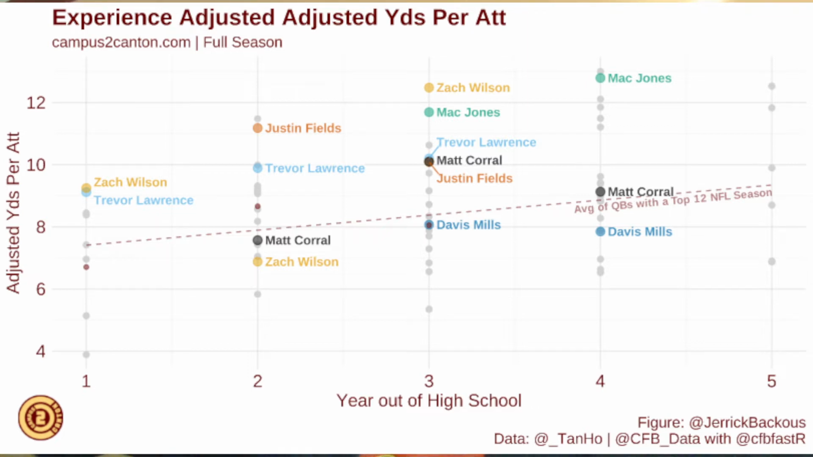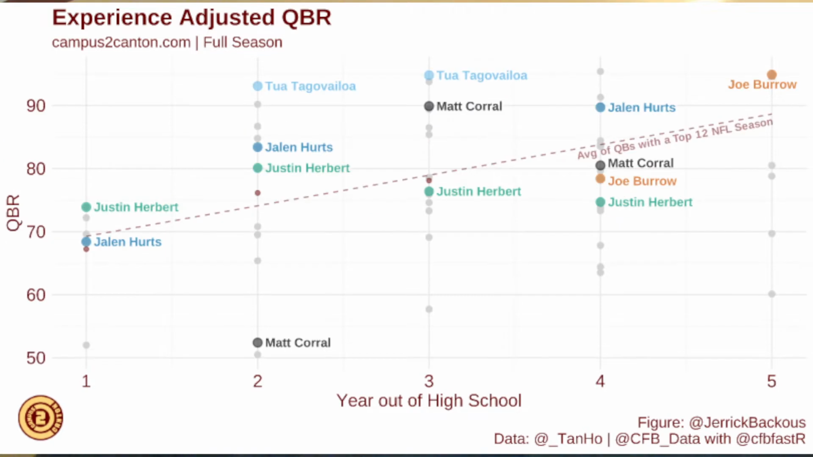If you look over on the year 4th, you can see the average of quarterbacks with a top 12 NFL season on that dotted line. Again, that's what that means. You want to finish above that as many times as you can. Matt Corral did it twice in most of these categories. So that's pretty cool. Let's take a look at the 2020 class really quick.